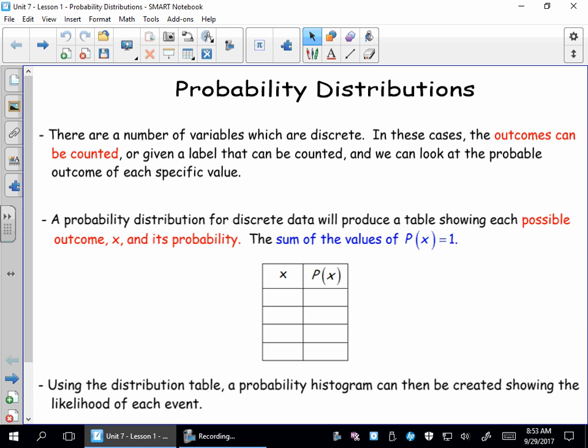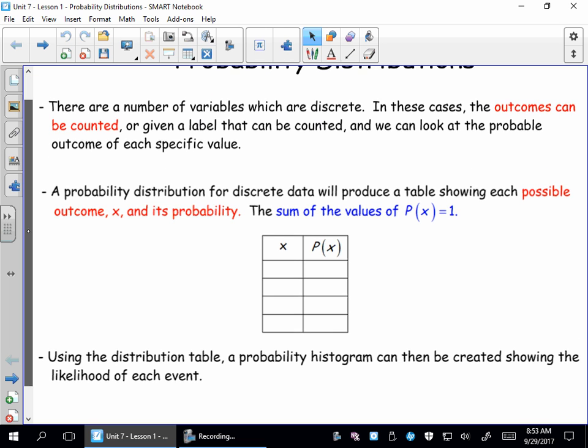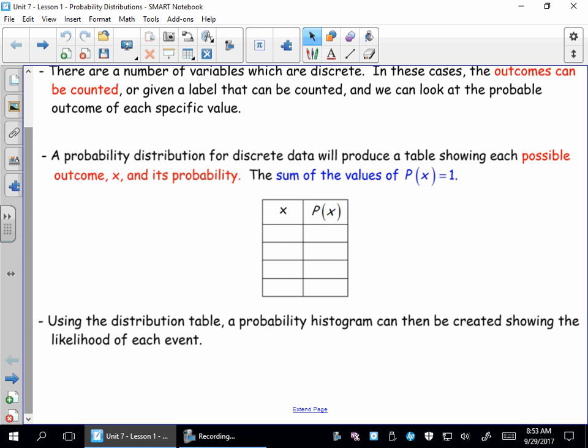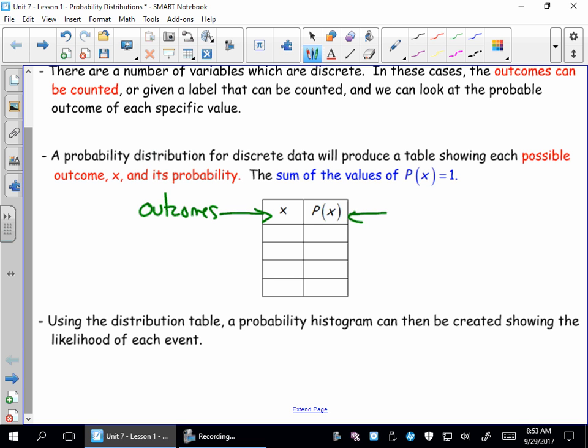Okay? The distribution for a discrete variable, when you make a table, has two columns to it. Column 1 is the different outcomes. So we'll label those just x. And then P(x) would be the probability of each outcome.